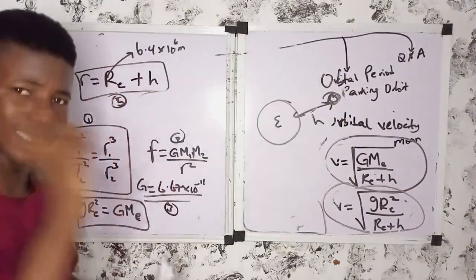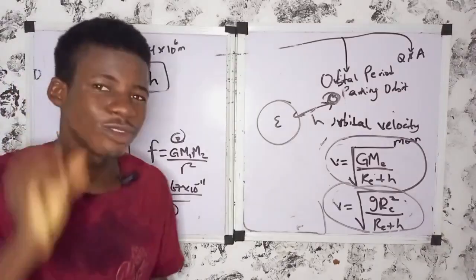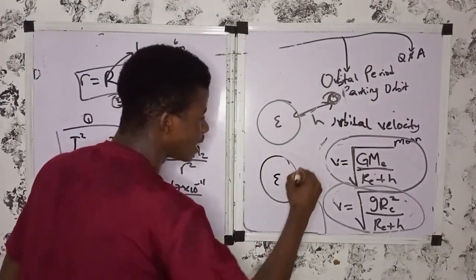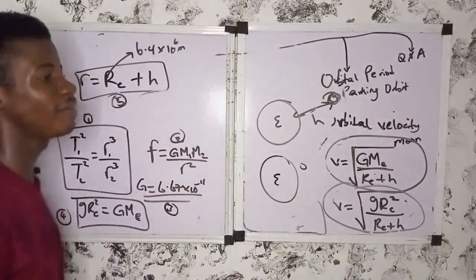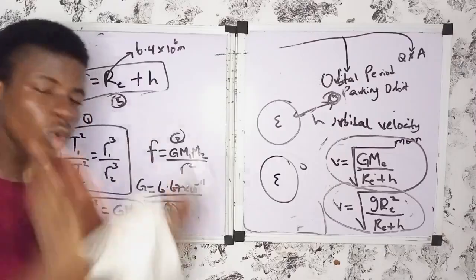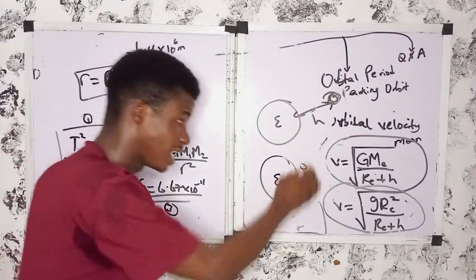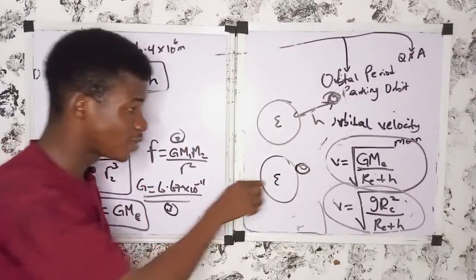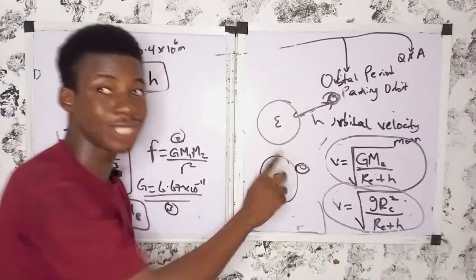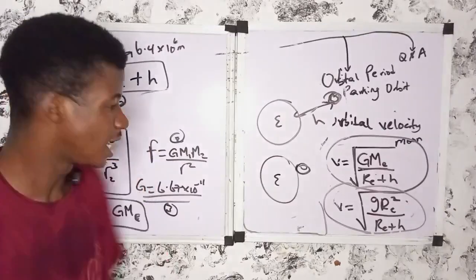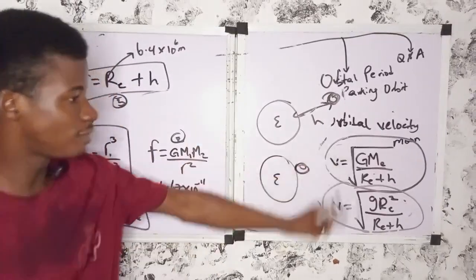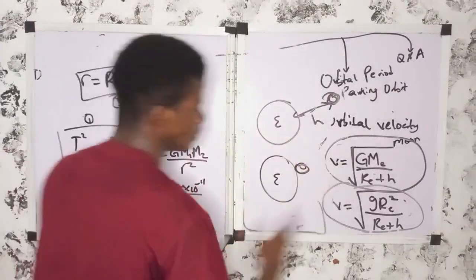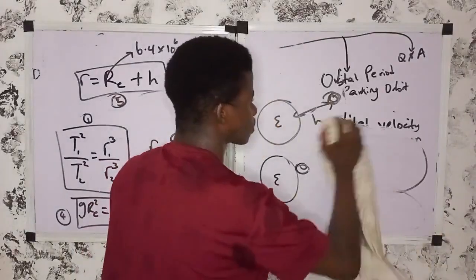What of when the satellite is placed at the surface of the Earth or close to the surface of the Earth? Let's say this is the Earth, for example, and the satellite is somewhere here. When the satellite is at the surface of the Earth, the distance between the Earth and the satellite will be the radius of the Earth. Remember, so please take note of these two formulas, okay?